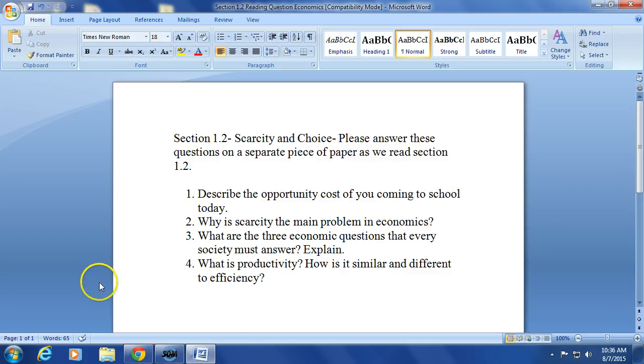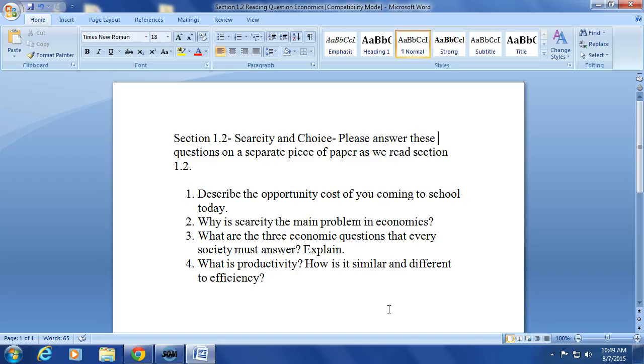All right, so let's move on to question number 2 here. It says, why is scarcity the main problem in economics? If you look at page 8, you'll see where it says scarcity in red, and there's a paragraph right below that. The last sentence of that paragraph gives you the answer to that question.